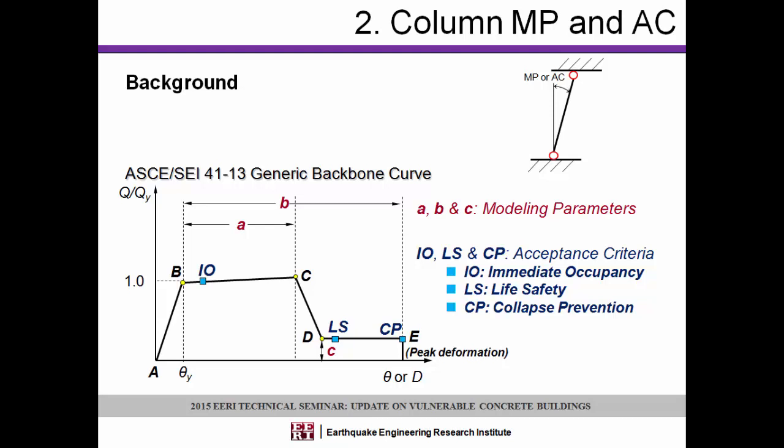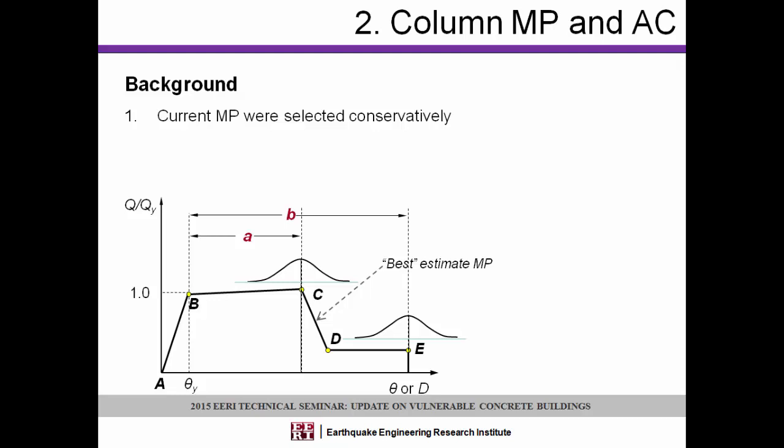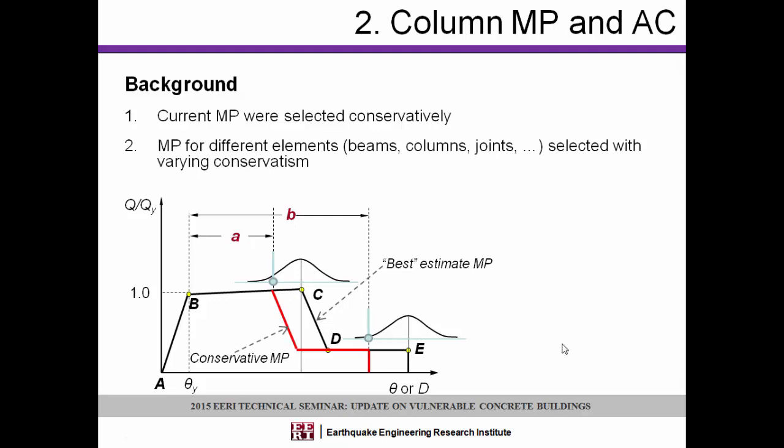What are the issues we're trying to resolve with this framework? Well, currently the modeling parameters were selected conservatively. So if you take a parameter A with a distribution this way and a parameter B with a distribution this way, if you take the best estimate, which is take A at the mean value and B here at the mean value, you get this black curve. If, however, you choose some conservative number for A, some conservative number for B, you're getting a conservative analytical backbone curve.